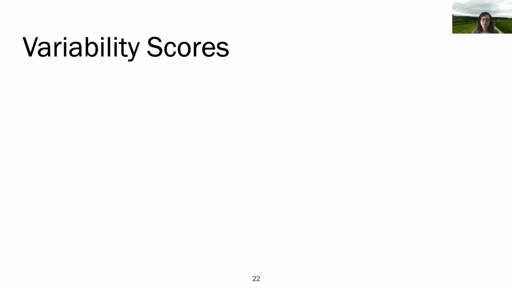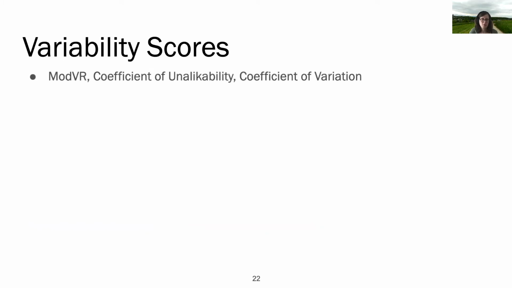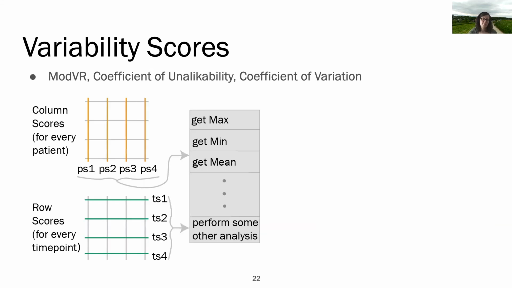To measure or calculate the variability, we used standard statistical measures like the mod VR, the coefficient of unlikability, and the coefficient of variation. But of course, I will not go into detail about these measures. We then calculate these measures either for every patient or for every time point, depending on the kind of variability that we want to look at. So if we want to look at variability over time, we calculate these scores for every patient. And then we have one score for each patient.